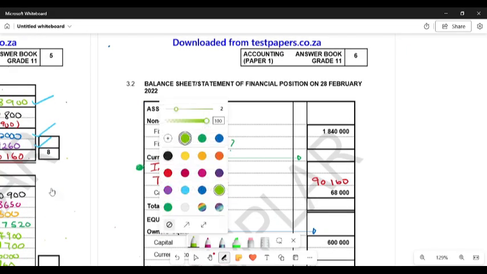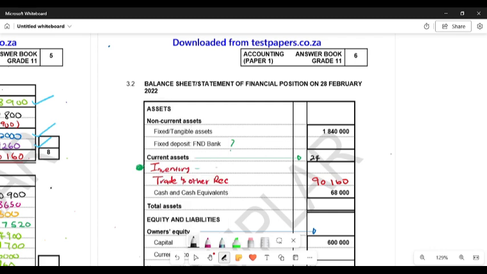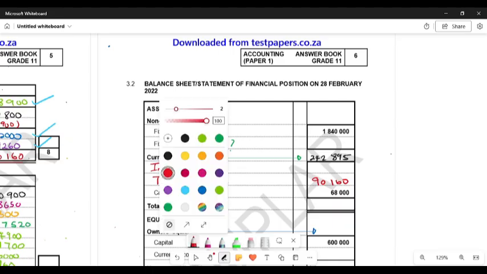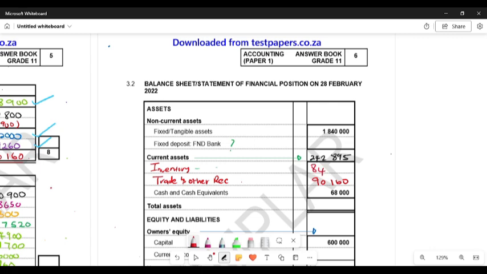So let me write this as 242,895. And now, as mentioned, because we have our current assets balance, we can now determine how much inventory should be, right? Because remember, inventory plus trade and other receivables plus cash and cash equivalents gives you your current assets balance. So I'm just gonna take the 242,895 minus 90,160 minus the 68,000. And as a result, my inventory balance would be equal to 84,735, right? Now we're done with the inventory balance.